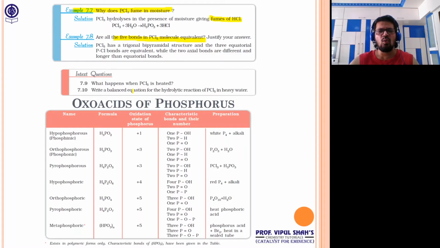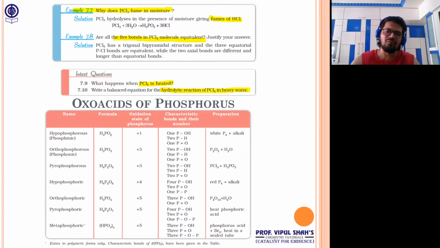Then next, what happens when PCl5 is heated? Now when I say PCl5 is heated, we did it on the previous page. PCl5 sublimes to give you PCl3 plus it gives chlorine. And second part, hydrolytic equation of PCl5 in heavy water.